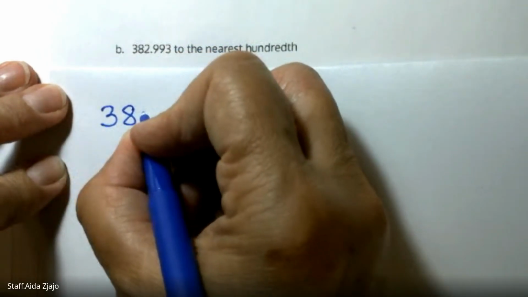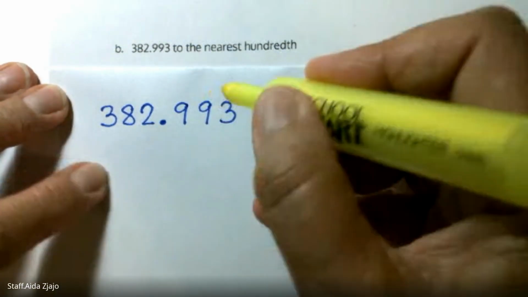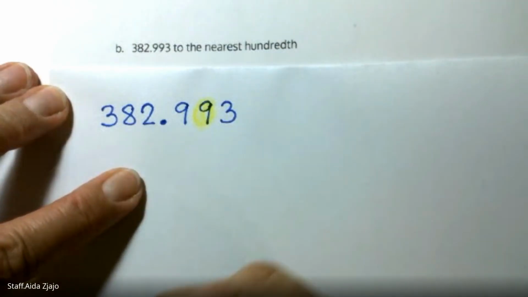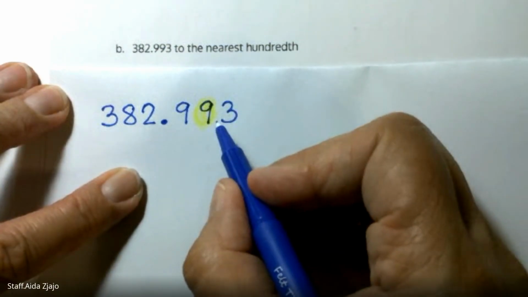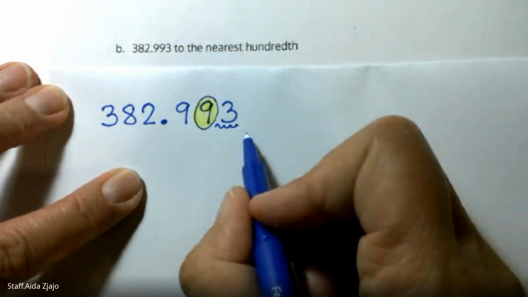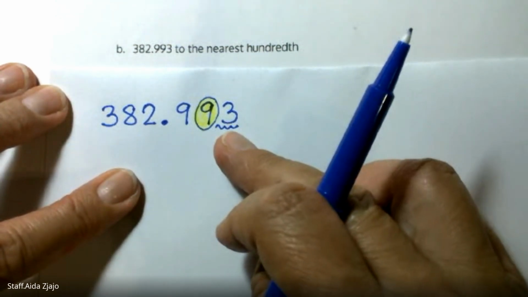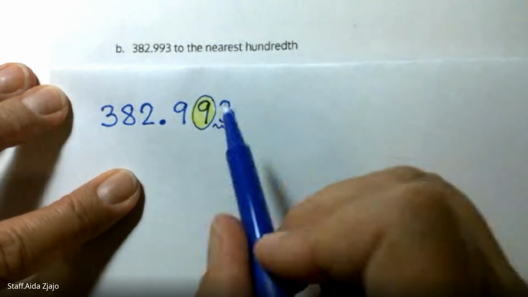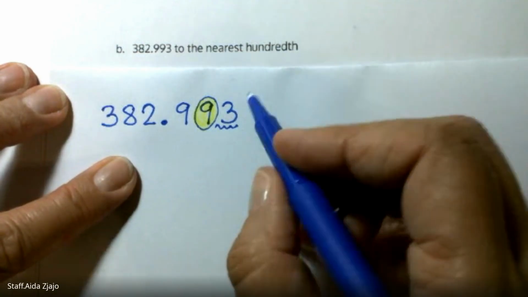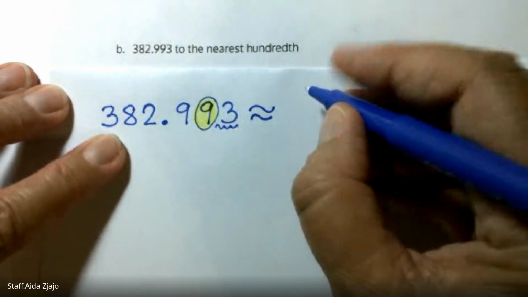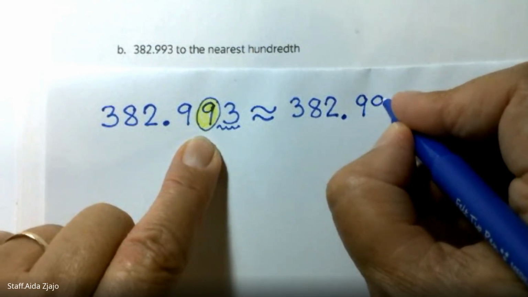3, 8, 2, and 993. The digits are hundreds, tens, ones, thousands. So we need to round to the nearest hundred, this one, but we need to look at the thousands. So if we have only 3 out of 10, but we need at least 5, we can't make the new 100. We cannot make a new 100, so we will lose this 3 and we will stay with 900. So everything else will stay the same, 382, and it will be just 99 hundreds.